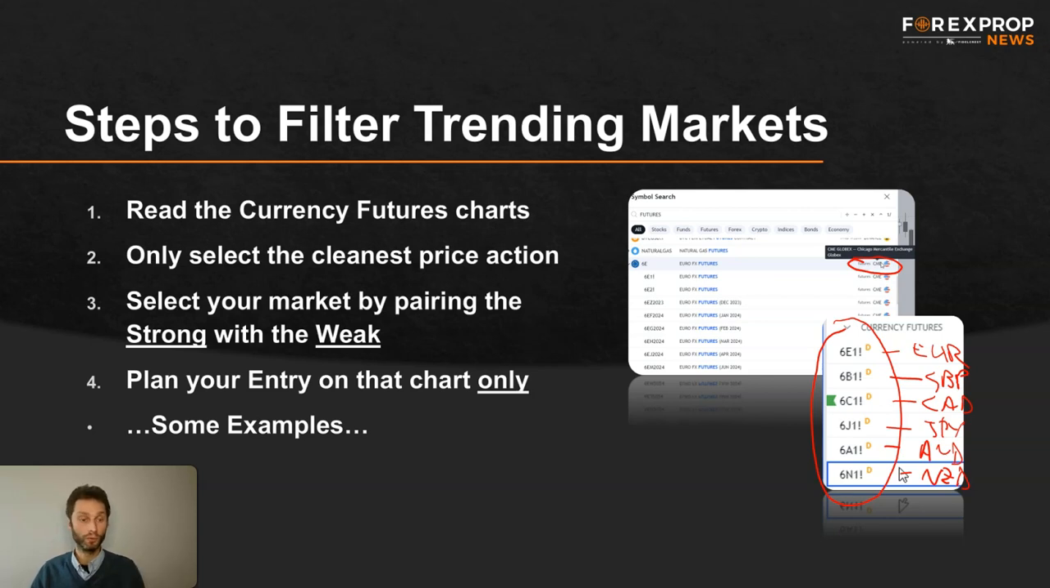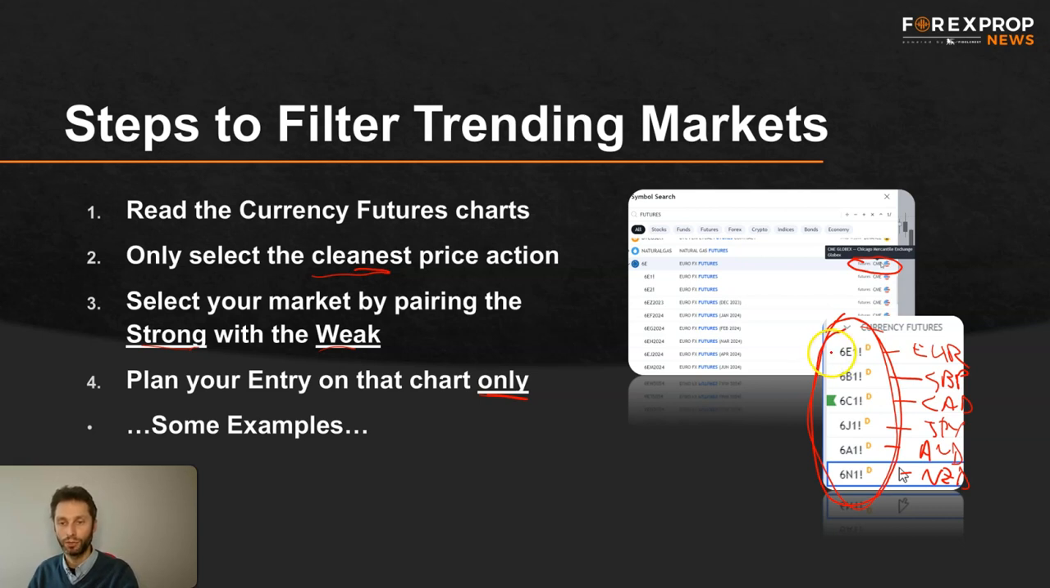If you have these and you look through the futures charts, you'll be able to get an overall view of what that currency looks like. Then you only select the cleanest price action, so the really strong or the really weak currency from your list, from your futures. Then you select the right market, or I should say the right pair, by pairing up the strong with the weak, as we already said. And you plan your entry on that chart only. I'll go through some examples, but this is how you can do it.